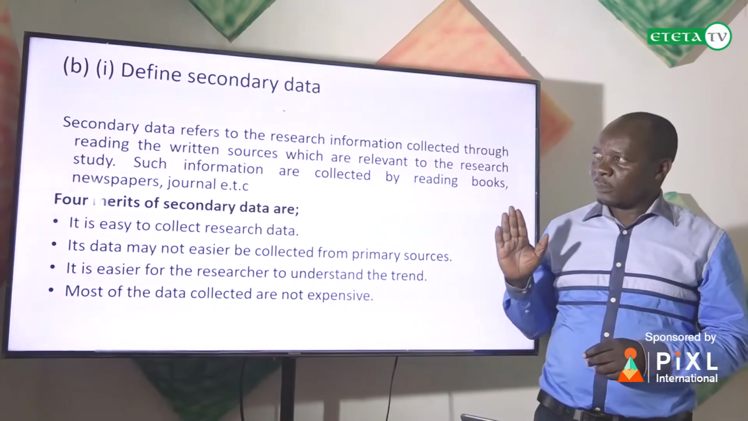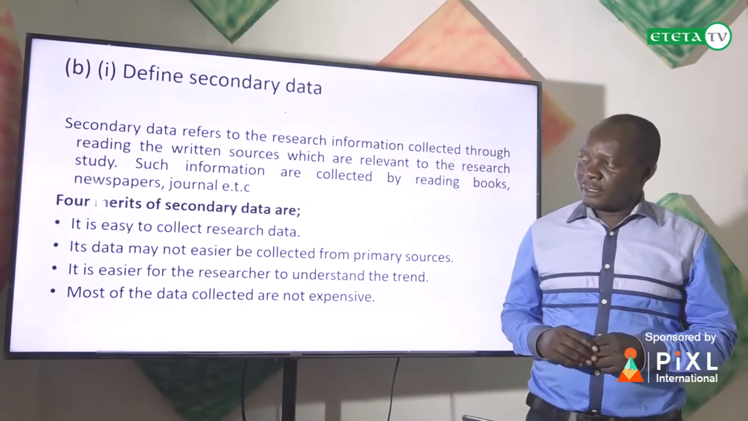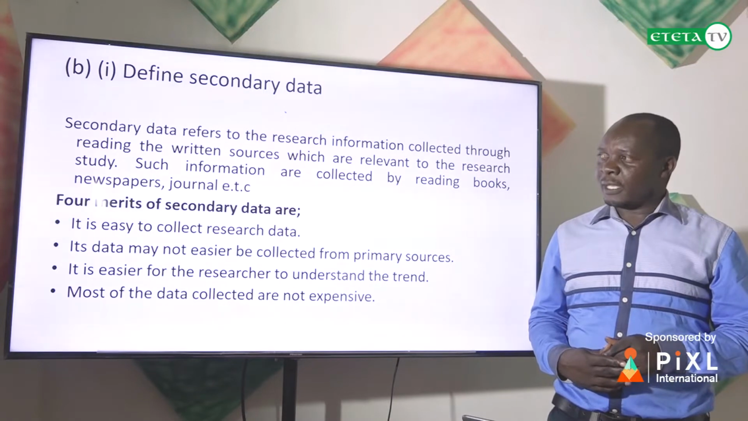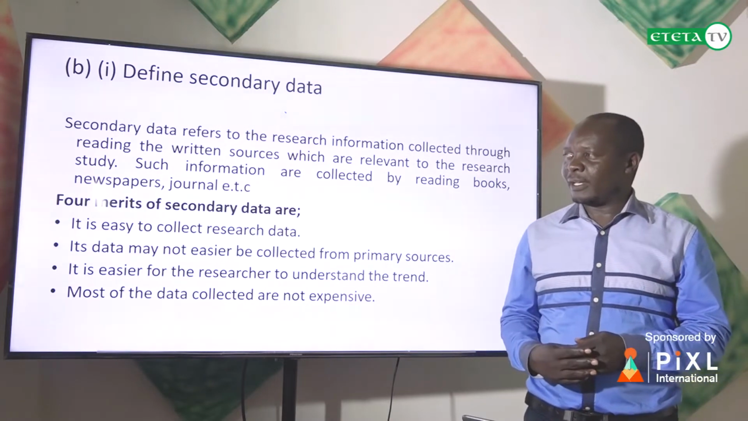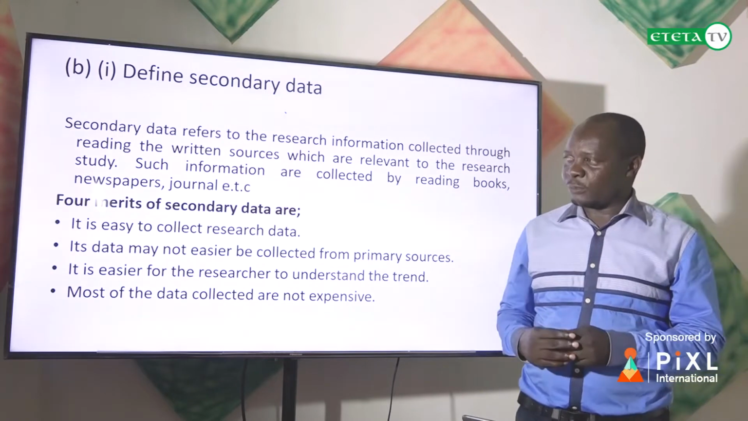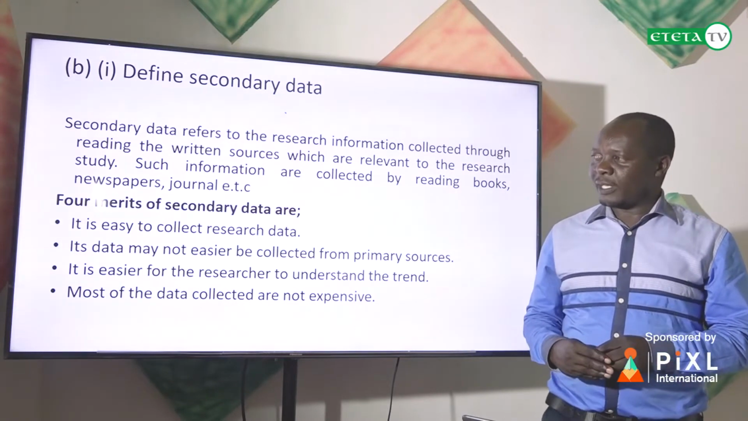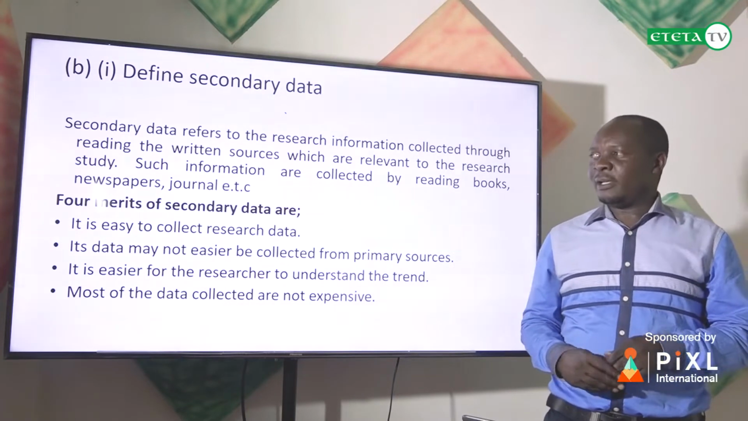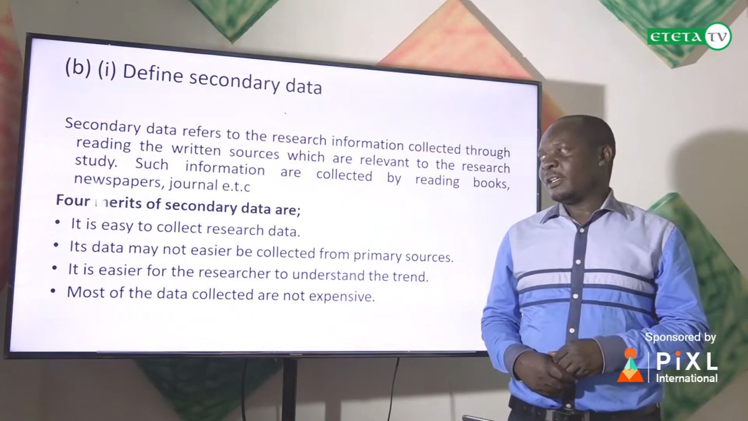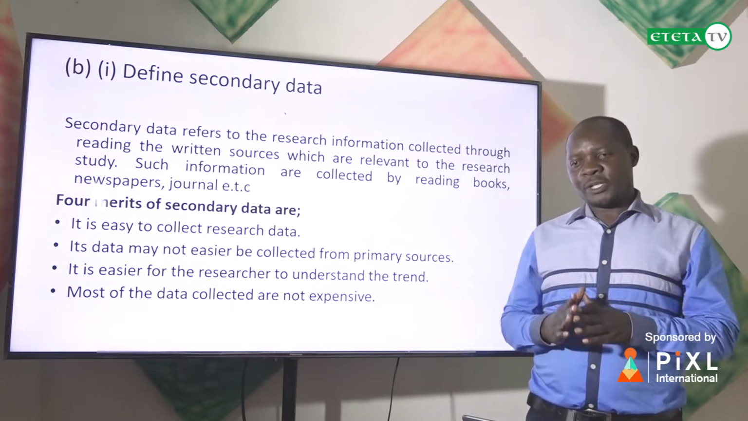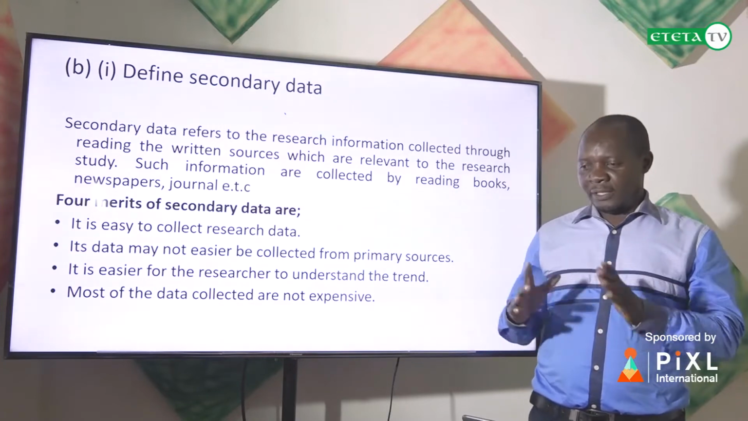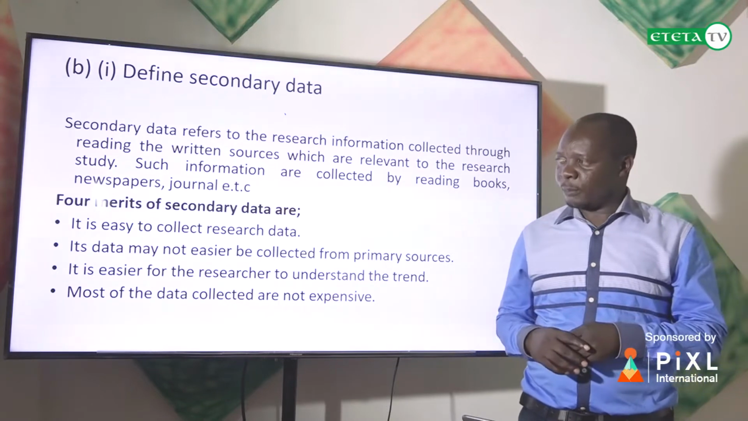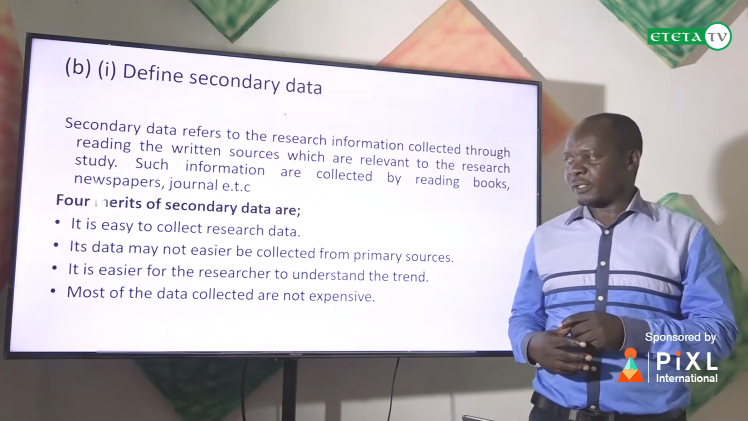That is Roman 1. Then Roman 2 of the question is to give 2 merits of secondary data. Four merits, not 2. Give 4 merits of secondary data. So secondary data has the following merits. Number one, it is easy to collect research data because this information is already present. You just go and read.